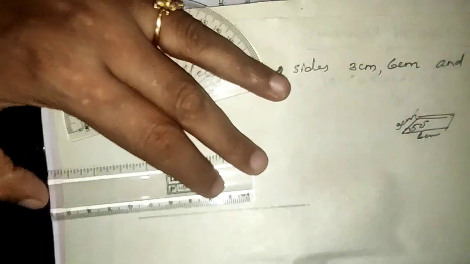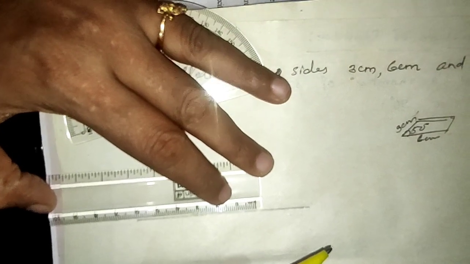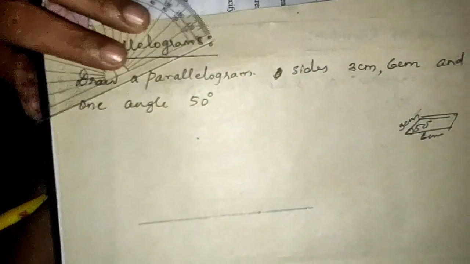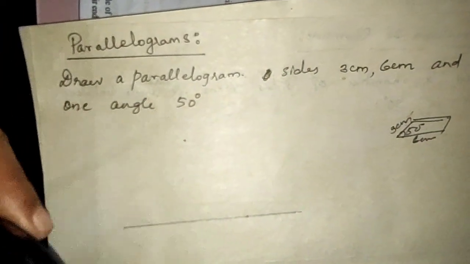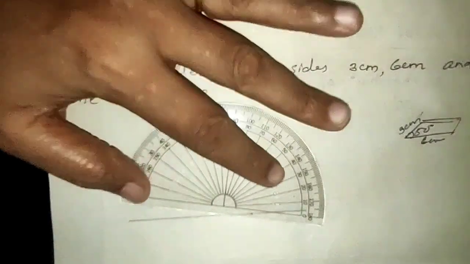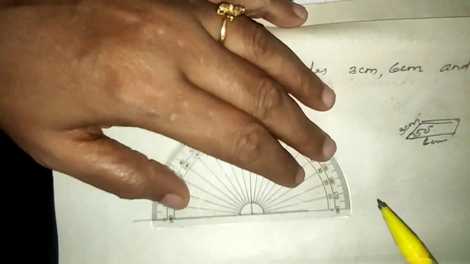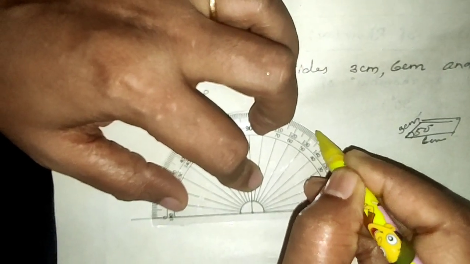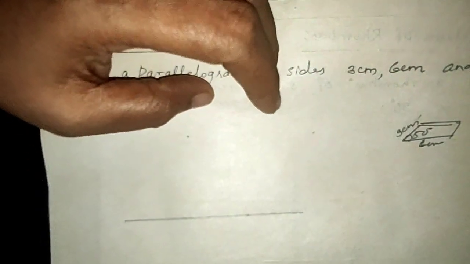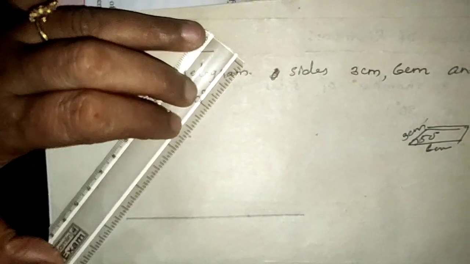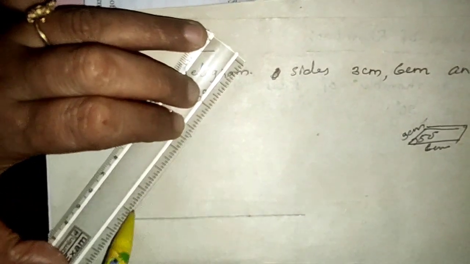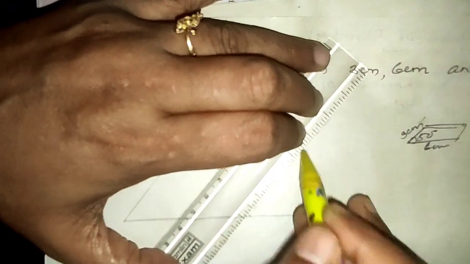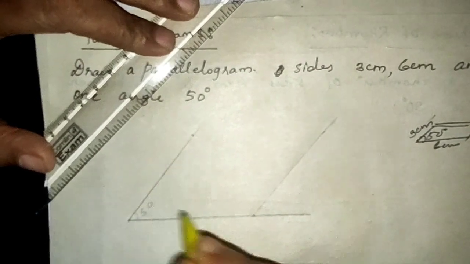Now what about the length of the base? One side is equal to 6 centimeter. So then mark 6 centimeter here. Then again, as we did in the case of rhombus, just draw an angle of 50 degree at this point also. Then draw those lines. One is this angle, second one is this one. Then what is this angle? This angle is equal to 50 degree.